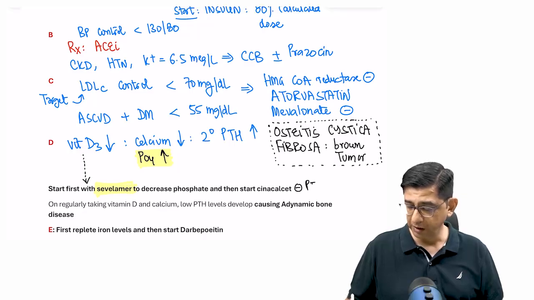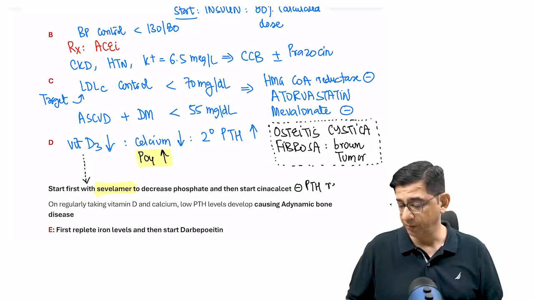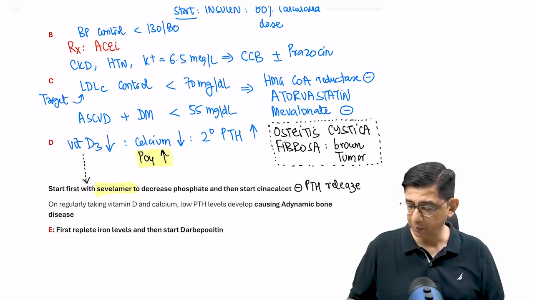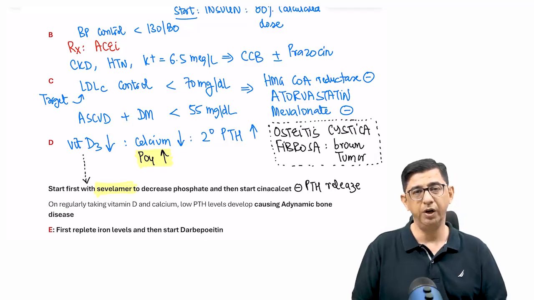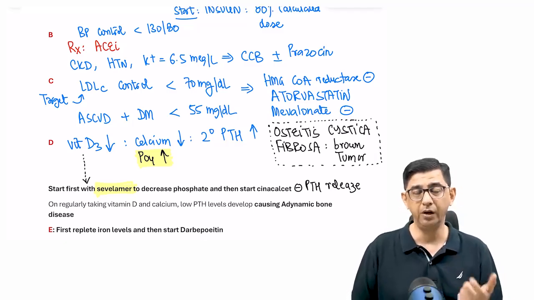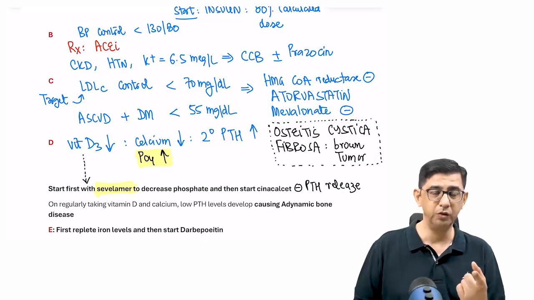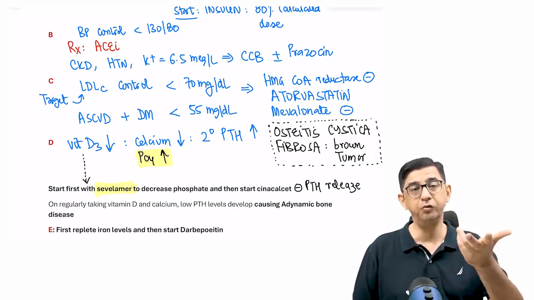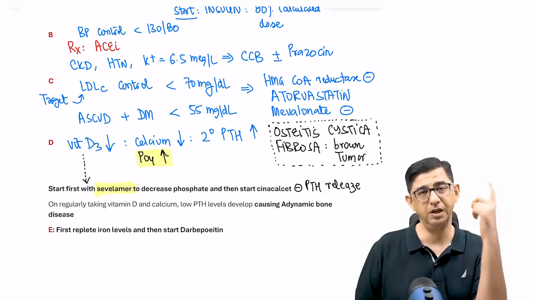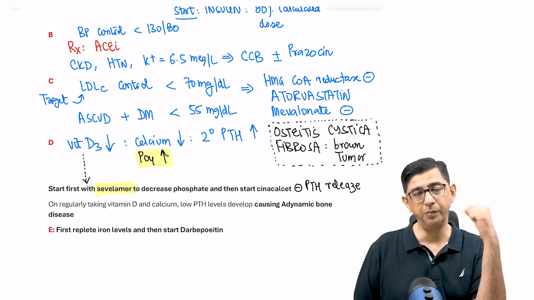So what is the drug that inhibits PTH release? The parathyroid glands are releasing more PTH because the calcium stimulus is less, but I will be giving a calcimimetic drug. It will behave like calcium in the blood. So the parathyroid glands will be fooled into thinking that calcium is normalizing, and they will decrease the stimulus for PTH release.